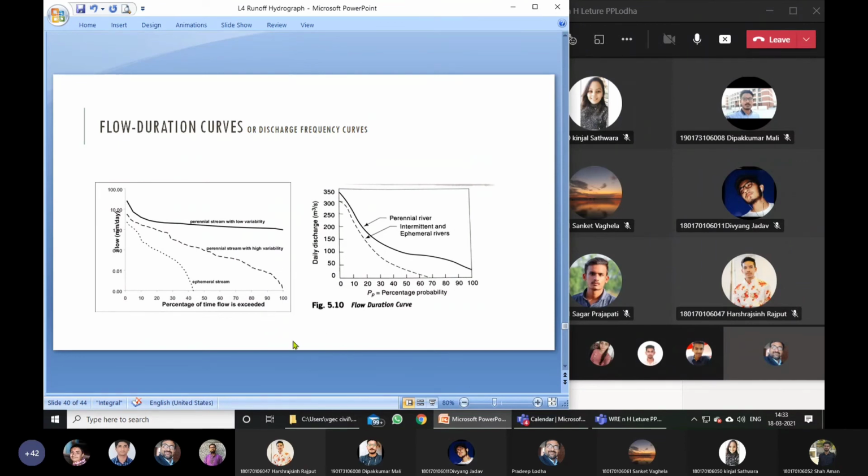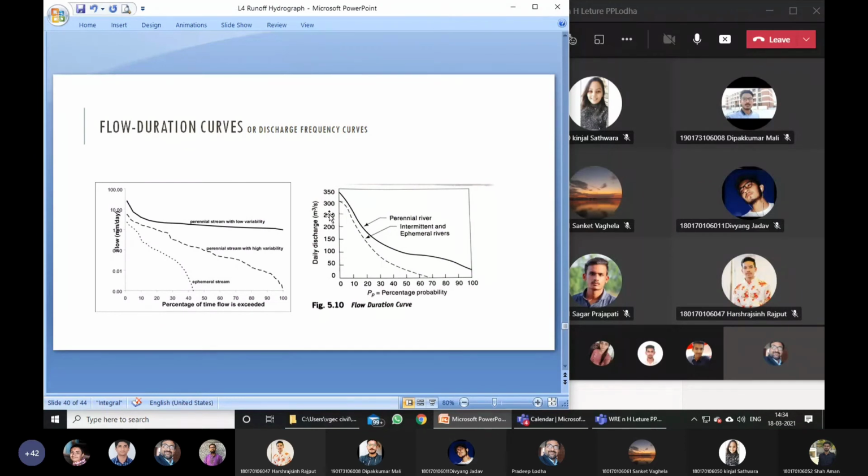There are two diagrams depicted on your slide, one here and second here. Both diagrams represent daily discharge in a stream versus not time. If you write time here, then it is a hydrograph. But here it is percentage, the probability of occurrence. This is 10% probability, 10, 20%, 30%, until 100%.